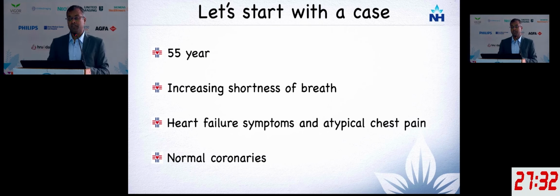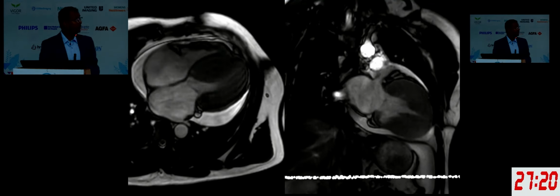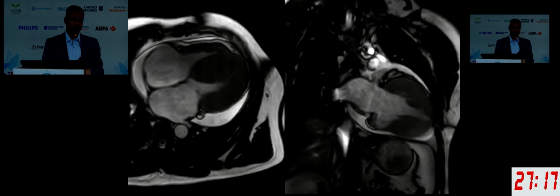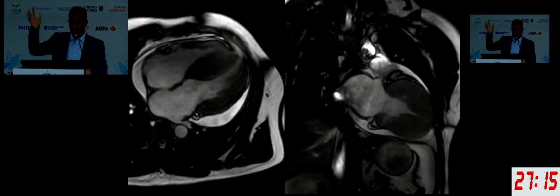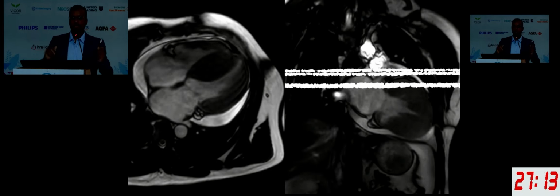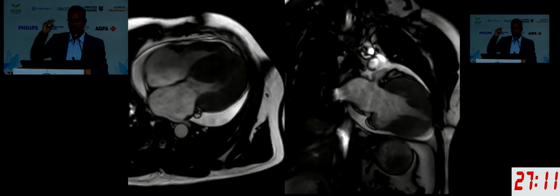This is a 55-year-old male who presented with increasing shortness of breath. There were heart failure symptoms with atypical chest pain. We've done a coronary, and the coronaries were normal. And this is what the cardiac MR shows. So the question for all of you is, is this hypertrophic cardiomyopathy or not?